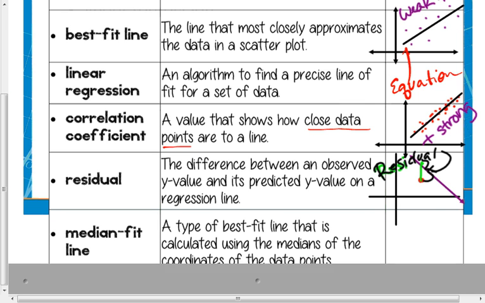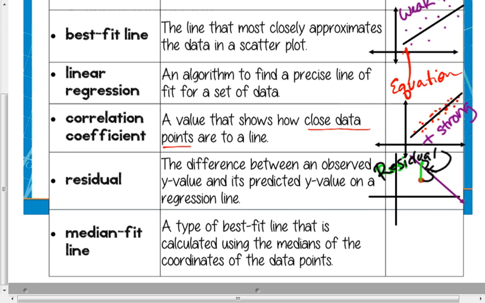Median line fit. It's a type of best fit line that's calculated using the medians of the coordinates of the data points. There are multiple types of fit lines, and specifically there's a median fit line. We probably won't get that detailed.